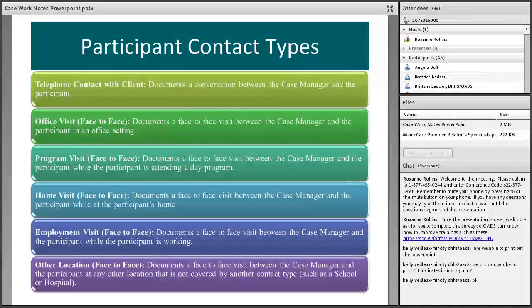The other contact types are the ones that have always been there. There's the participant contact types in which you have telephone contact, office visit, program visit, home visit, employment visit. Those are kind of self-explanatory. Those are contact types where you're visiting the client in a particular area or the participant. And then there's other location face-to-face, which documents that face-to-face contact in any other location that doesn't have a specific contact type note.